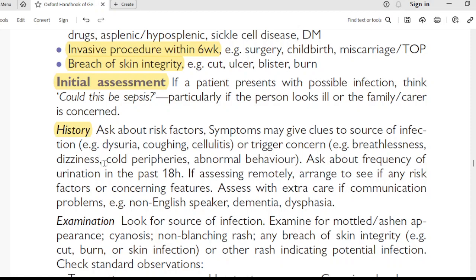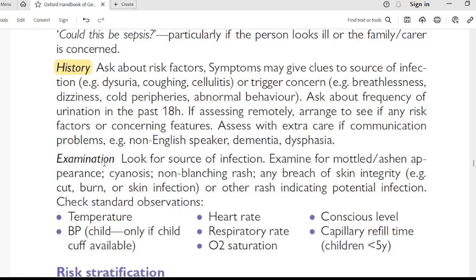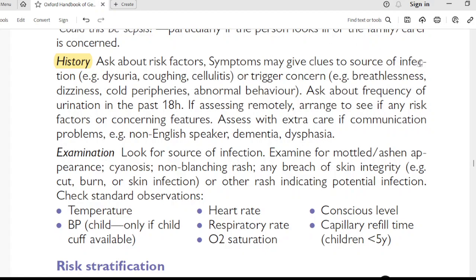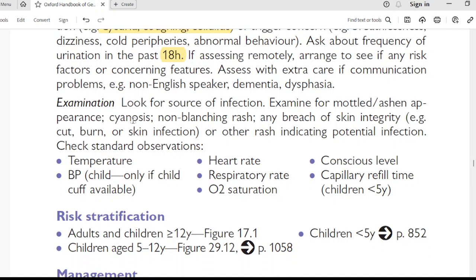History. High risk: ask about risk factors. Symptoms may give clues to the source of infection, like dysuria, cough and cellulitis, or trigger concern, like breathlessness, dizziness, cold peripheries, abnormal behavior. Ask about the frequency of urination in the past 18 hours. If assessing remotely, arrange to see the patient if any risk factors or concerning features are present. Assess with extra care if communication problems like non-English speaker, dementia or dysphagia are present.